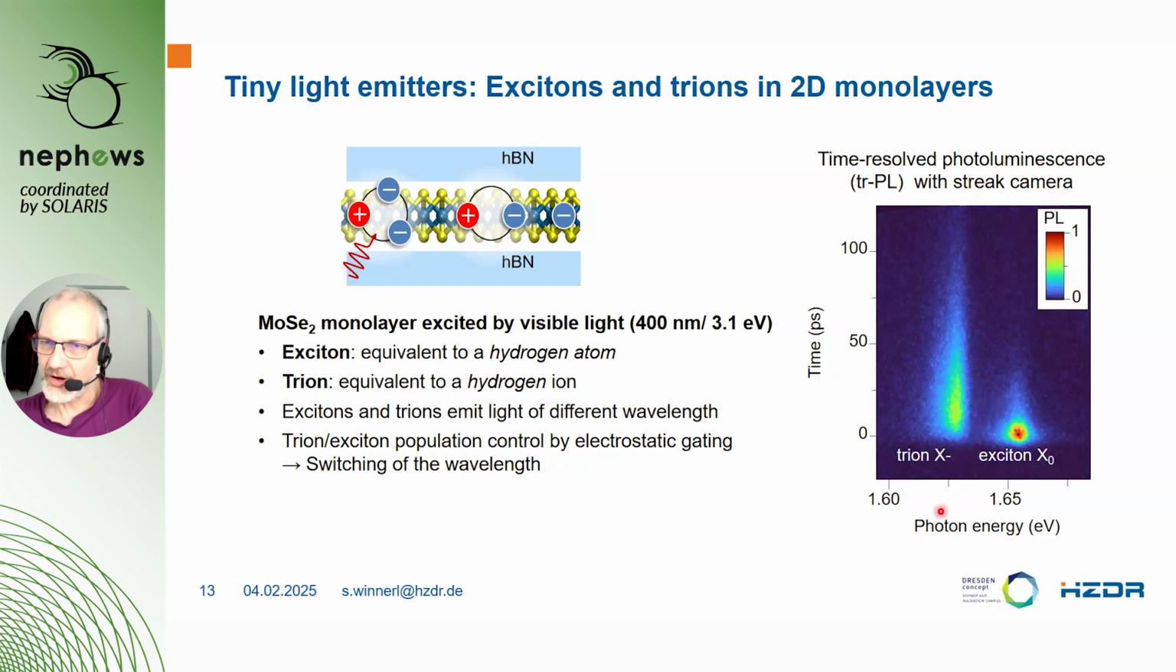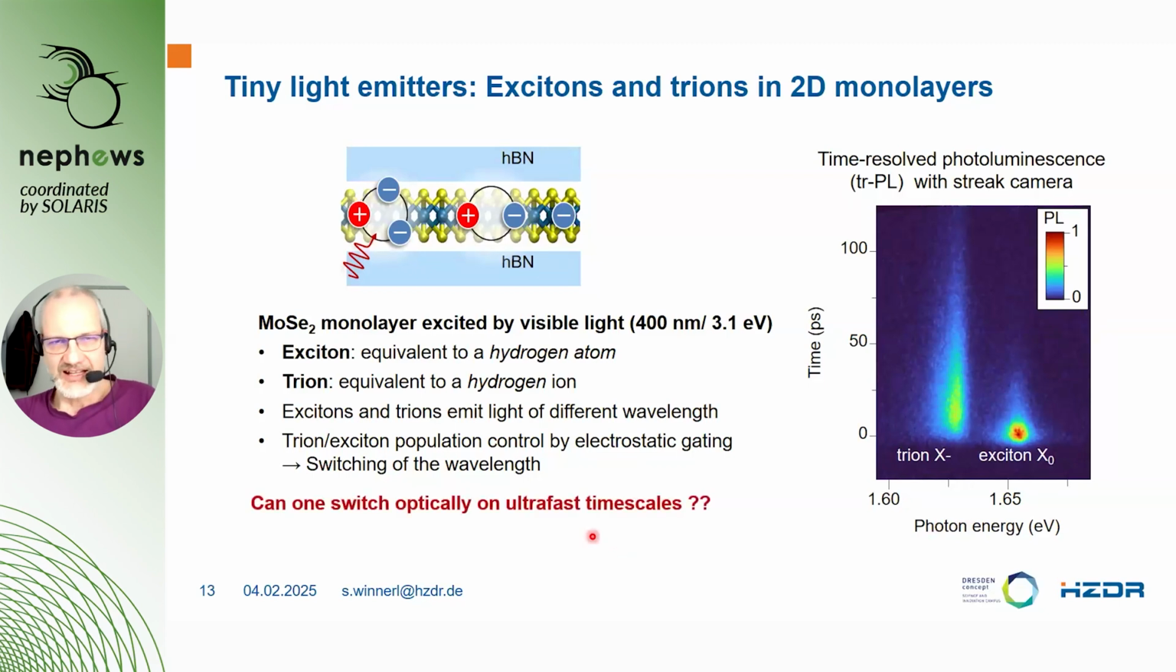This is shown here. This is a streak camera image. On this axis is the photon energy of the emitted photoluminescence. We see the exciton very bright here at a bit higher energy, and the trion a bit dimmer at a lower energy. And the trion lives longer. This is the transient here in the time domain, and the exciton decays quickly. This was well known, and people showed that one can switch between trion and exciton emission by forming a transistor-like structure where with a gate electrode one can electrically switch between the two states.